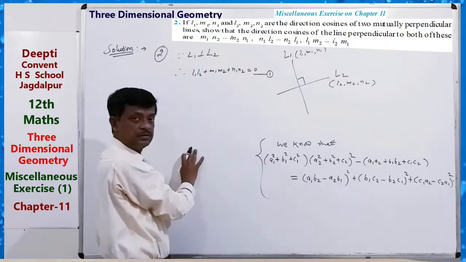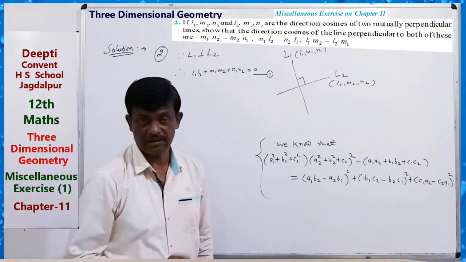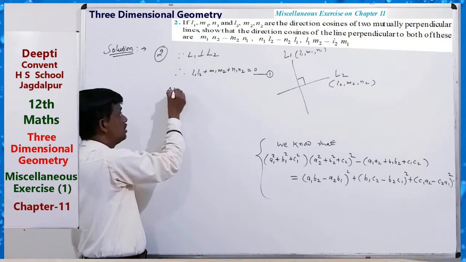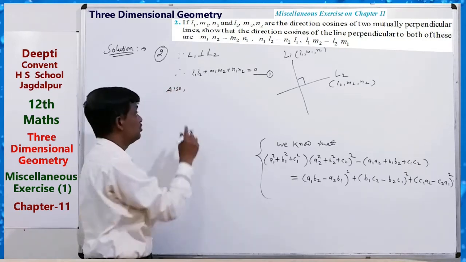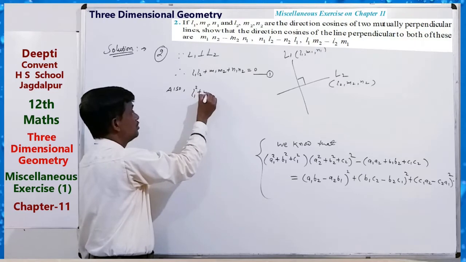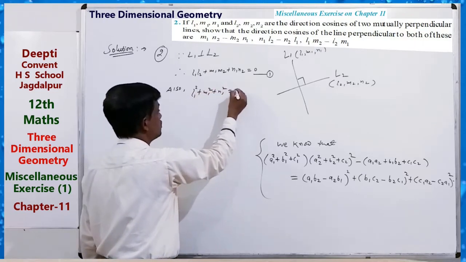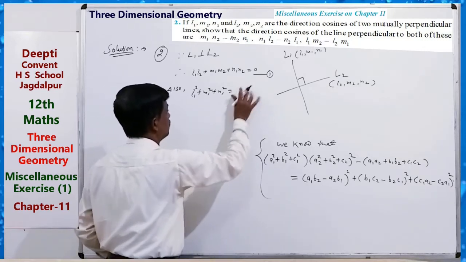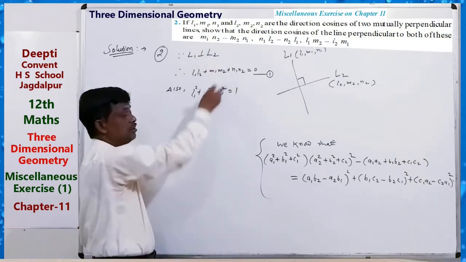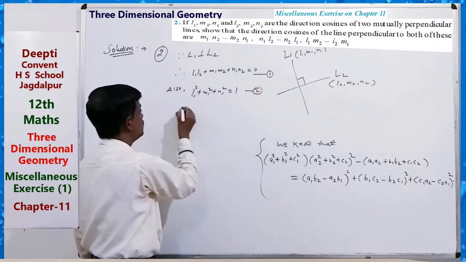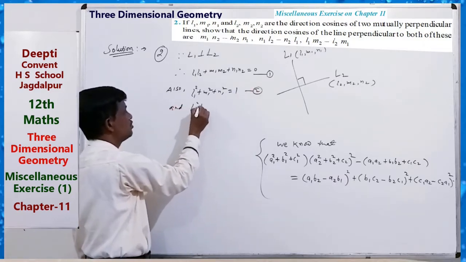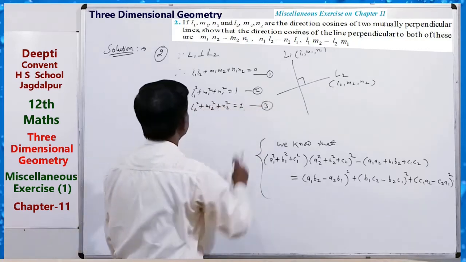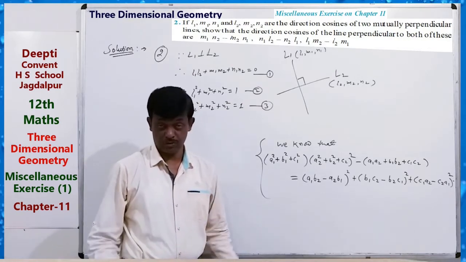Equation 1. Also, these are direction cosines, so you have to write in your copy: L1 square plus M1 square plus N1 square, the sum of squares of direction cosines, is equal to 1. This is equation 2, and also L2 square plus M2 square plus N2 square equals 1. This is because of direction cosines. We will just use this.